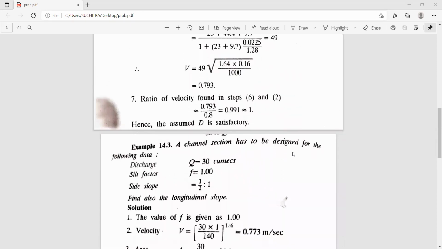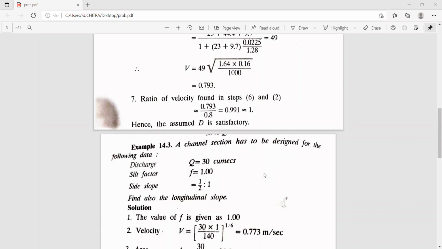Now next we shall go through the other method of channel design, that is the Lacey method of channel design. Now here a channel section has to be designed for the following data. Here the discharge is given, and the value of silt factor will be given. The value of silt factor is directly given as F equal to 1.00. Otherwise, sometimes the diameter of the silt particle will be given. In such a case, we have to use the equation F is equal to square root of the diameter of the silt particle.